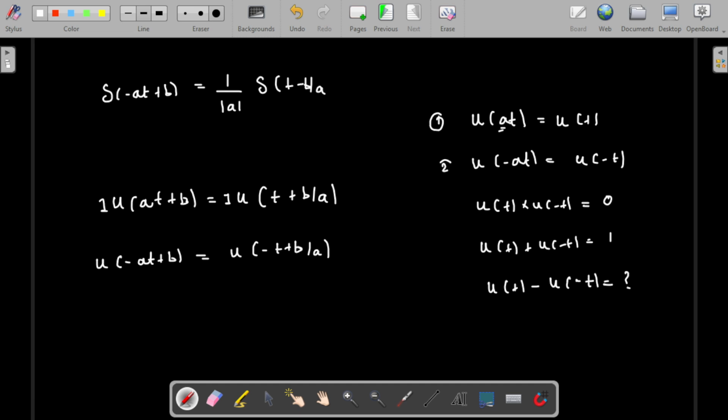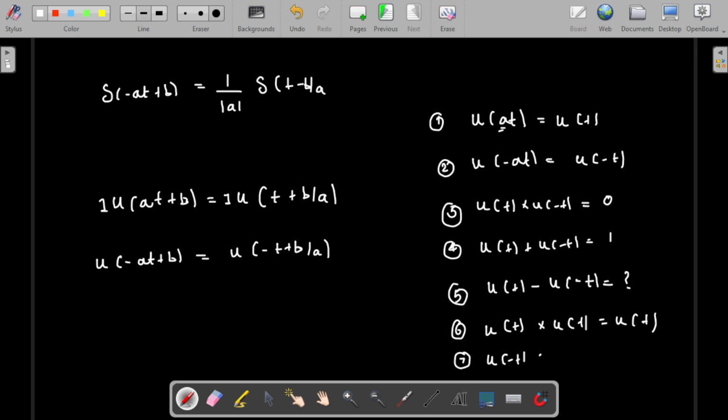So this is the first of the sub properties. Please make note of all these things. These are all very important, guys, so don't skip anything, it will be very helpful. Let me write another property: u of t into u of t is also equal to u of t. Even if we multiply u of minus t into u of minus t, that will be the same.